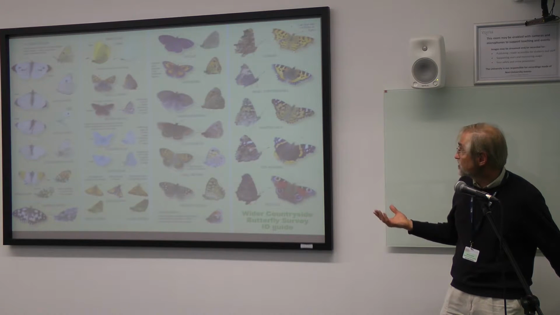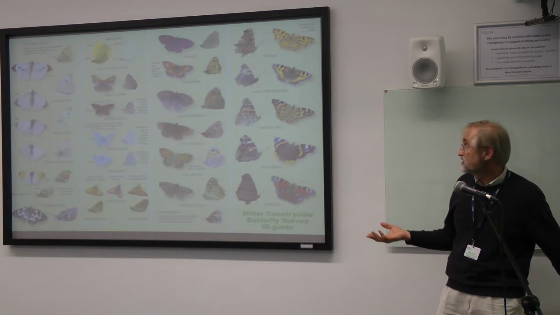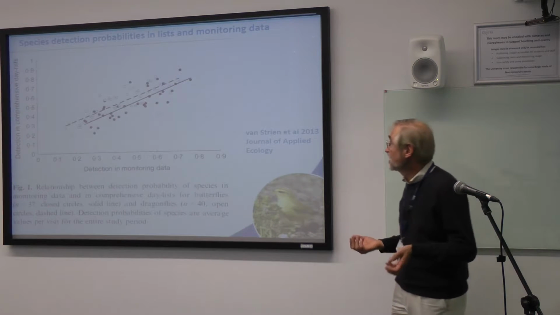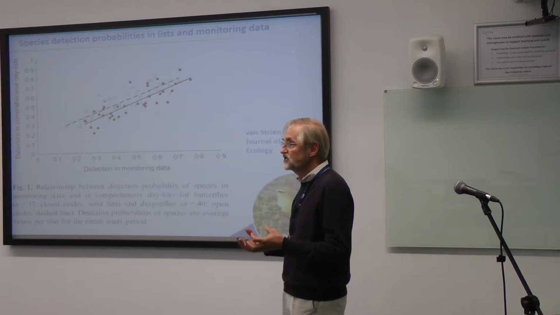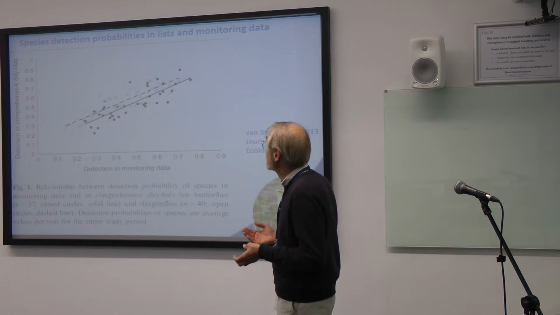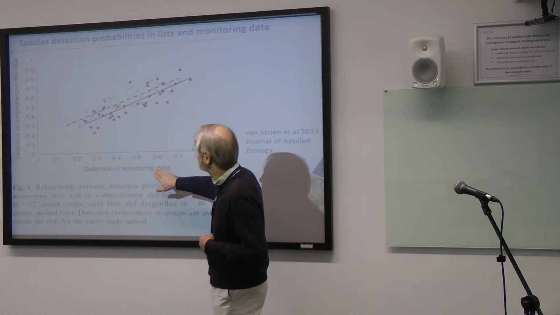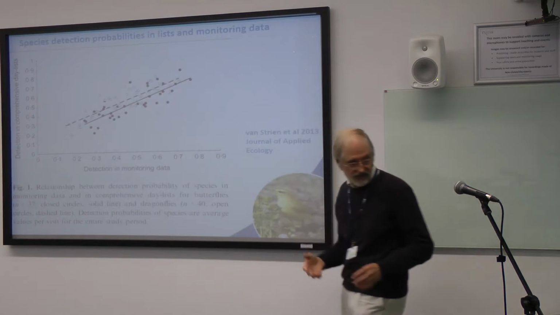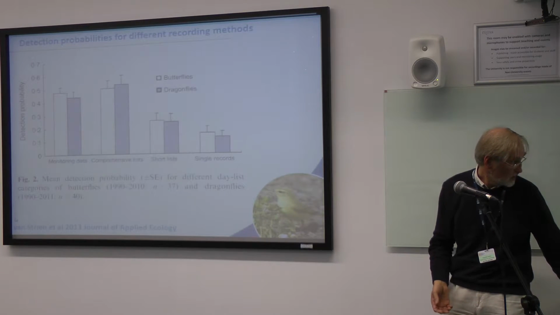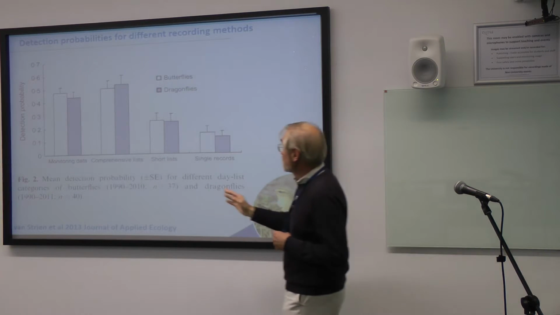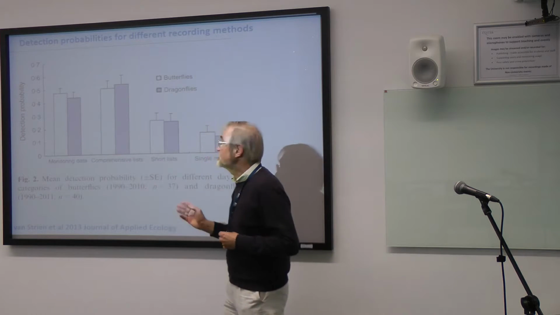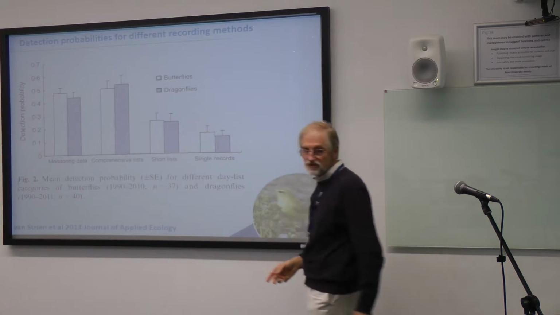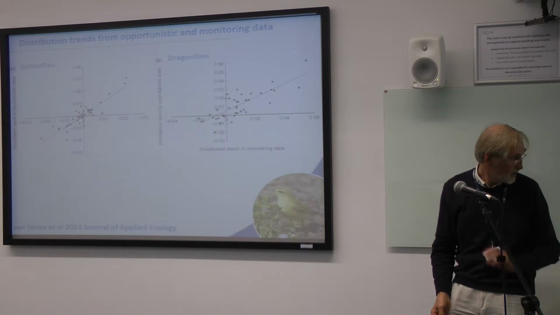And some more examples, very briefly, from similar sorts of approaches applied by Arco van Strien and others to butterfly and dragonfly monitoring data. Again, looking at occupancy models, looking at listing data. Quite good agreement between the detection probabilities obtained from monitoring data and from complete list data for these species. Again, complete lists and monitoring data give you very similar detection probabilities on average, but short lists or single records, not very surprisingly, don't give you such good detection probabilities.